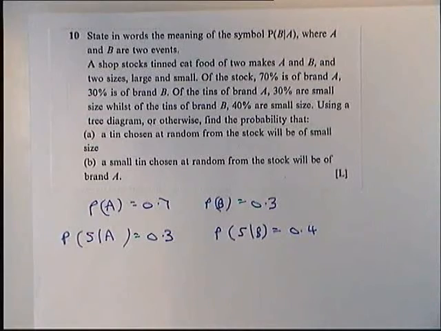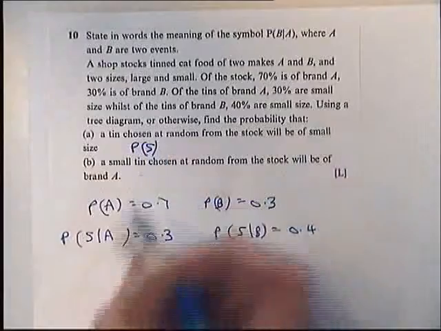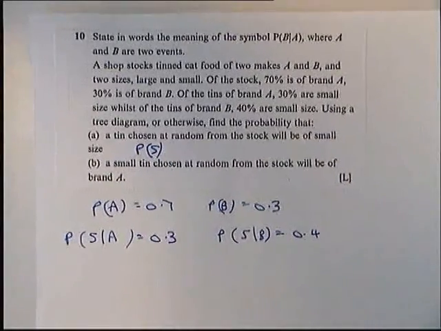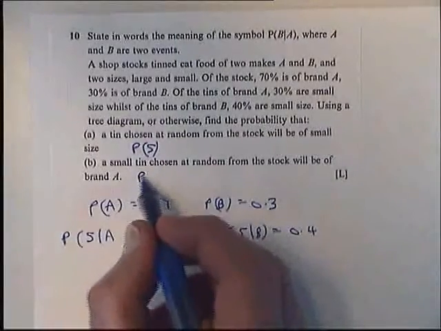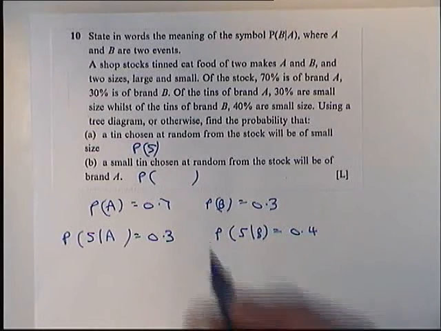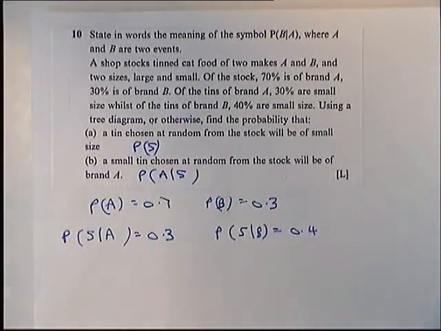Using a tree diagram or otherwise, find the probability that, part A, a tin chosen at random from the stock will be small. So part A is just probability small. And part B, a small tin chosen at random will be of brand A. So can anybody give me the notation for part B? A small tin chosen at random will be of brand A. So given small. Yeah, A given S, A given small. Okay? So put everything in notation.